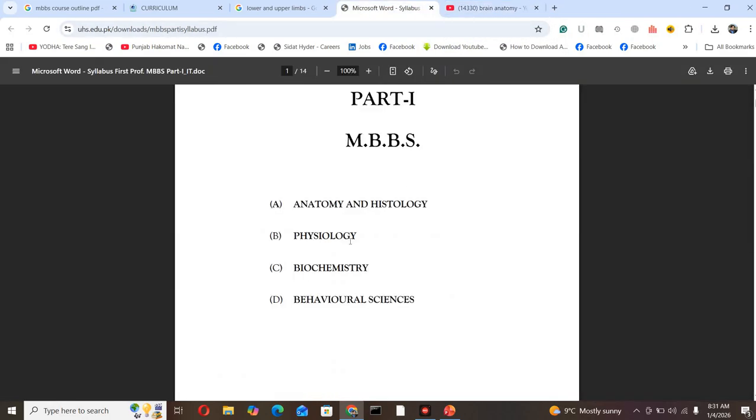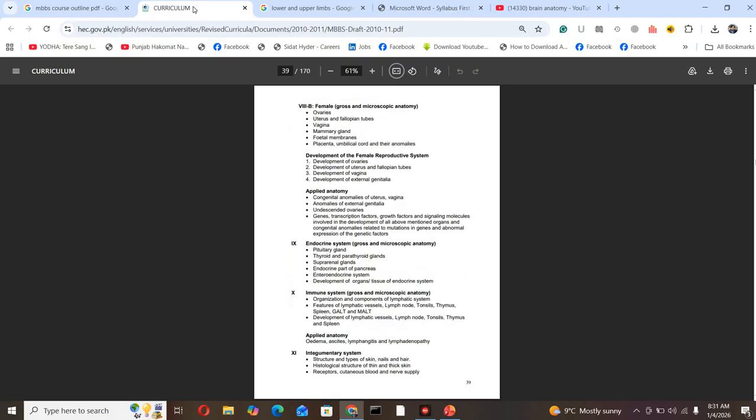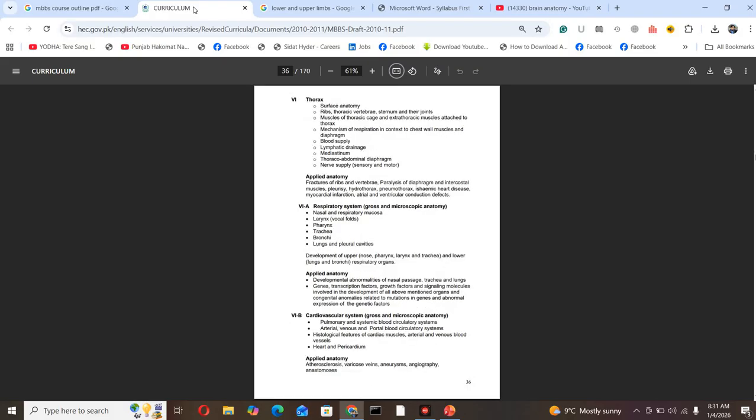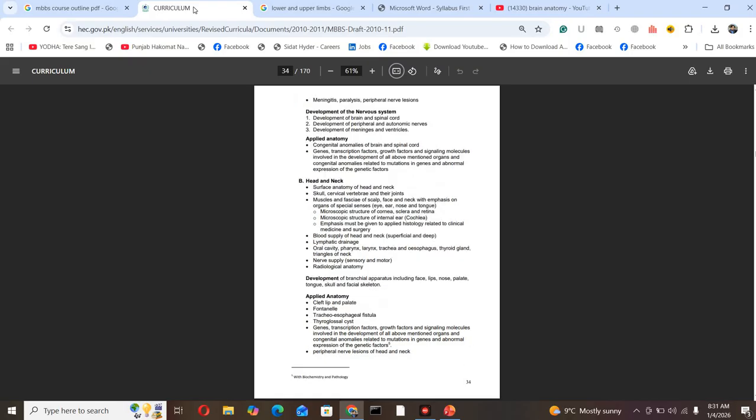So that was the basic anatomy of the head and neck, and we will one by one cover all of the organs that are involved in the head and neck anatomy.